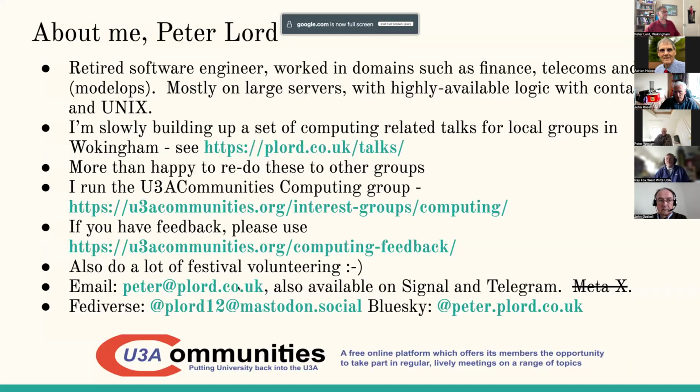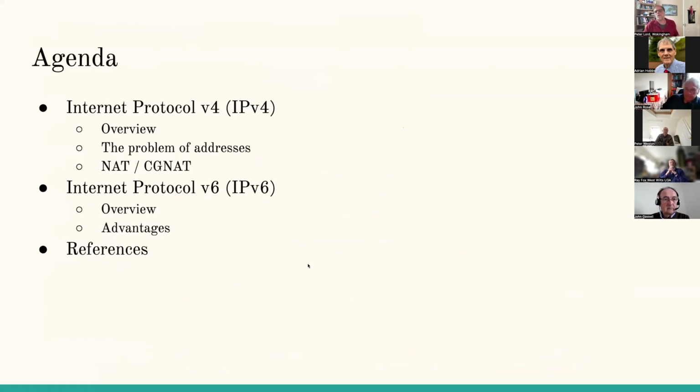Okay, so this is what I thought we would be useful to talk about. First of all, talk about Internet Protocol version 4, a bit of an overview and its main stumbling block, the big problem that it has, and then move on to talk about IPv6 and of course an overview and its advantages. Now today I don't have a huge number of slides, so do feel free to interrupt me or stop me if you've got a point to raise as we talk through this.